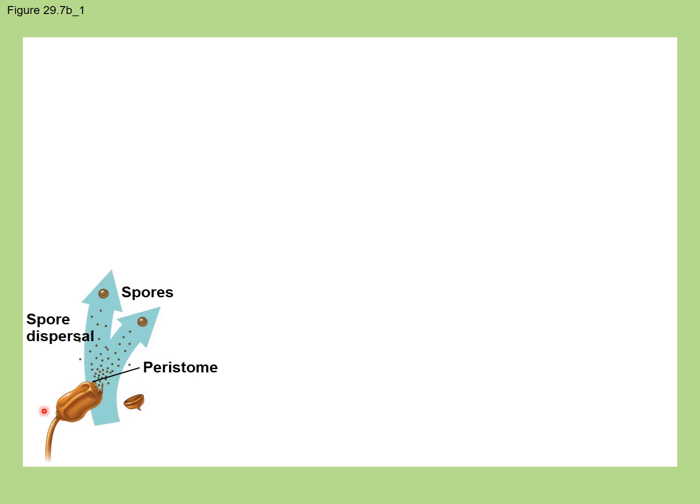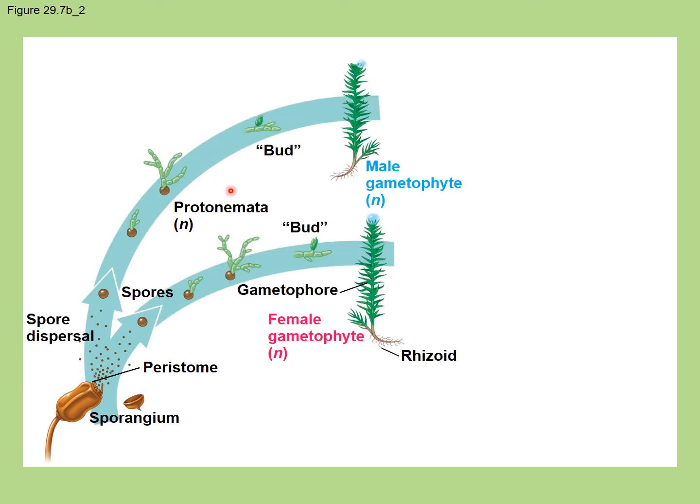Here we have the capsule. Moss have what's called a capsule, and this is part of the sporophyte. The sporophyte, remember, produces the spores, so there are cells in there called sporocytes, which are going to undergo meiosis. Remember, the sporophyte is diploid. It produces haploid spores, so the spores are part of the gametophyte stage. The spores are going to be released, and then they start to germinate.